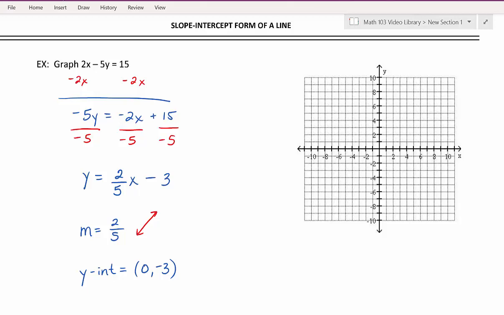Now that we've identified our slope and y-intercept, we're ready to graph. We'll plot our y-intercept, which is 0, -3. And from here, we'll apply our slope, positive 2/5. So I'm going to go 2 in the positive y direction, which is up, and 5 in the positive x direction, which is to the right. And I obtain my second point at 5, -1. We'll apply the slope again. We're going to go up 2 and to the right 5. And now we can draw in our line.